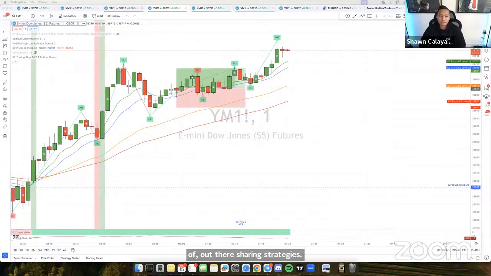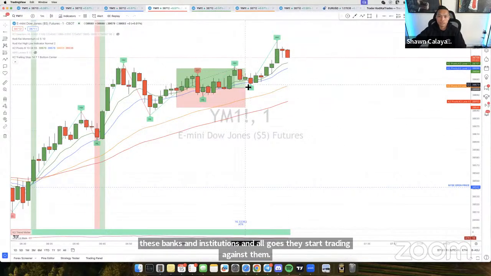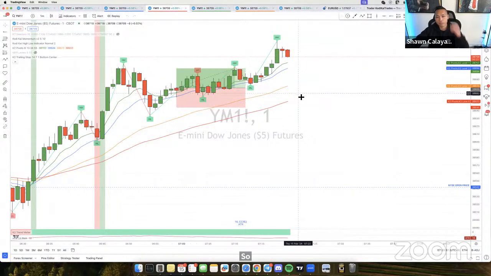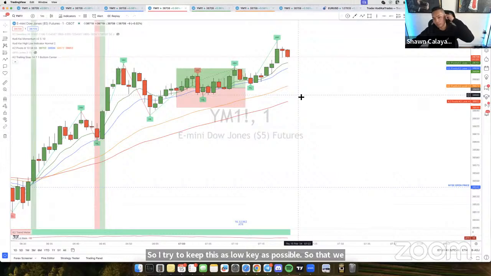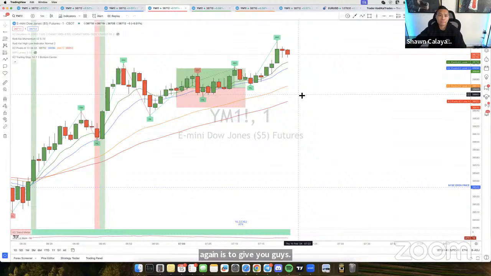Those strategies don't work very long, because once too many people start using them, they stop working, because a lot of these banks and institutions and algos start trading against them. So I'm going to try to keep this as low key as possible so that we can keep profiting off this. My main goal again is to give you guys one win a day, at least one win a day.